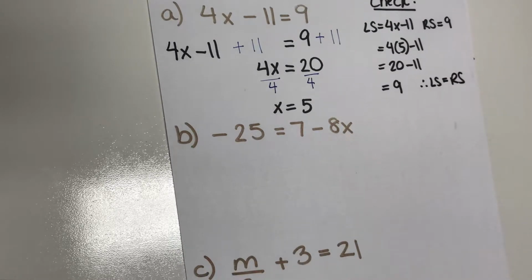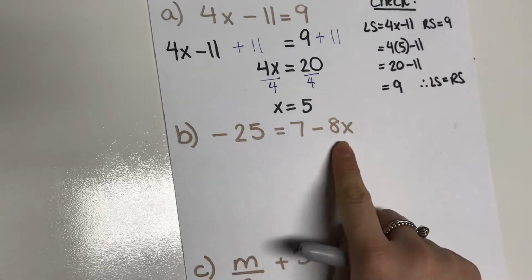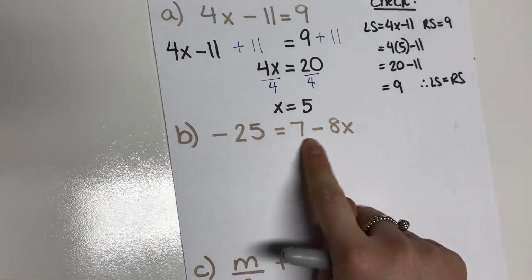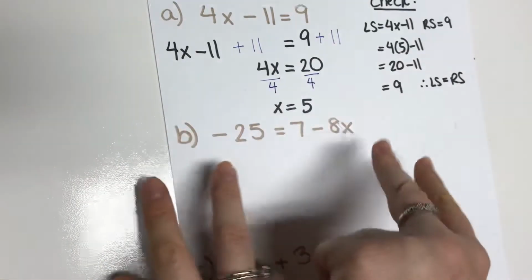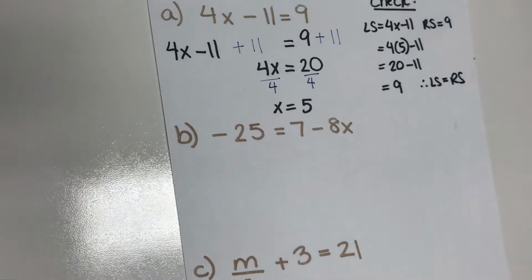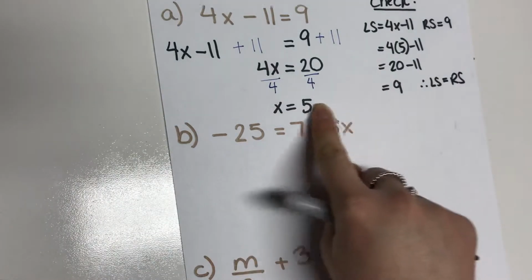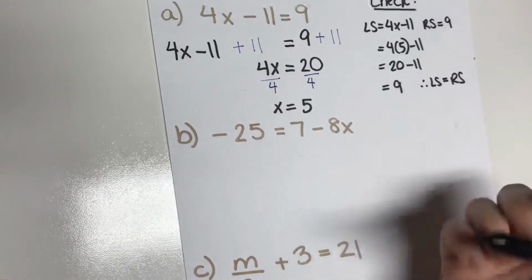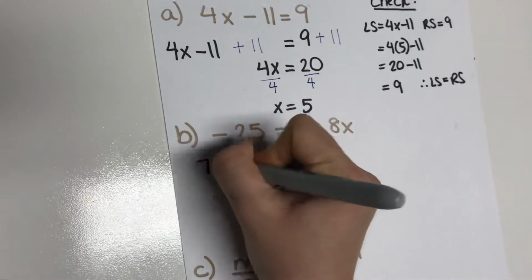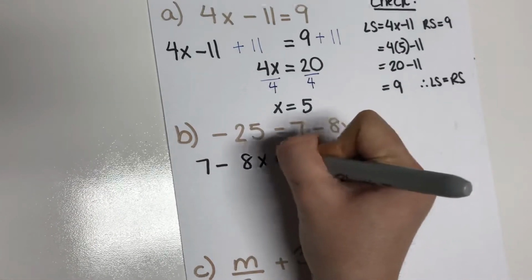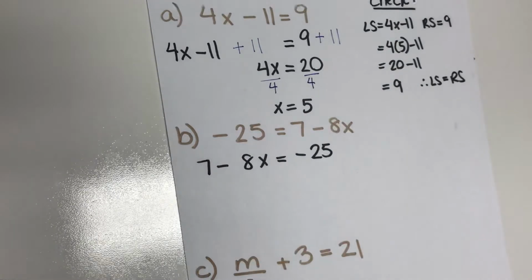B, I have negative 25 is equal to 7 minus 8x. If you find it tricky having the variable on the right-hand side of the equal sign, you can just switch the two sides. You can just rewrite it, but have the part of the equation that has the variable on this side and the part that doesn't on the other side. You can do it like that. Because our final answer is going to need to say x equals whatever the answer is. So if this is easier, you can do it like that.